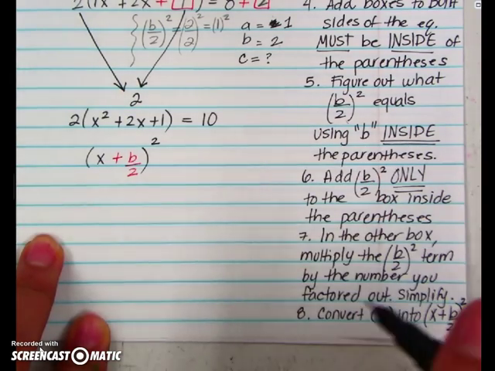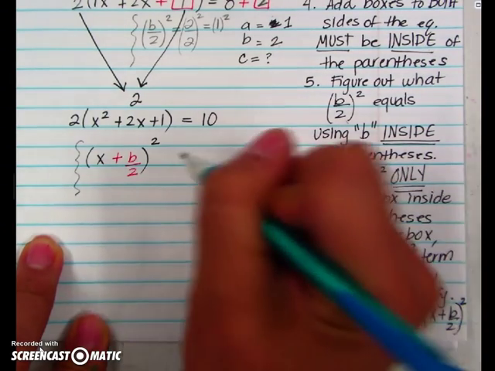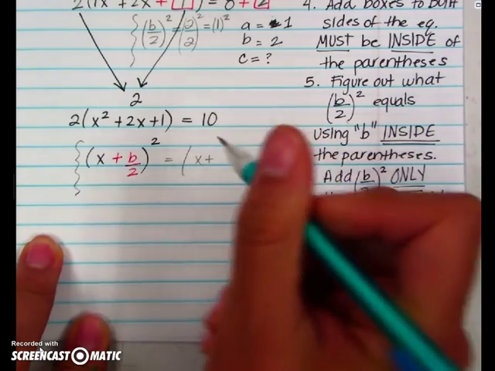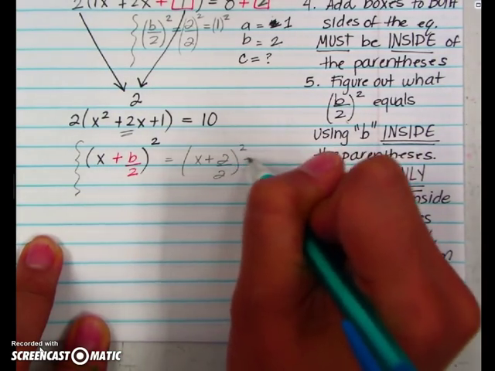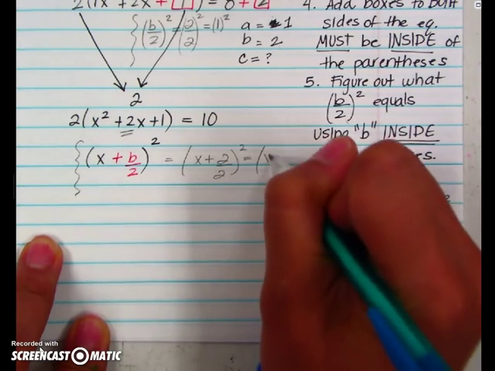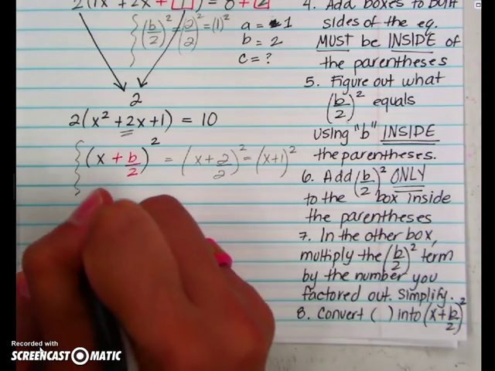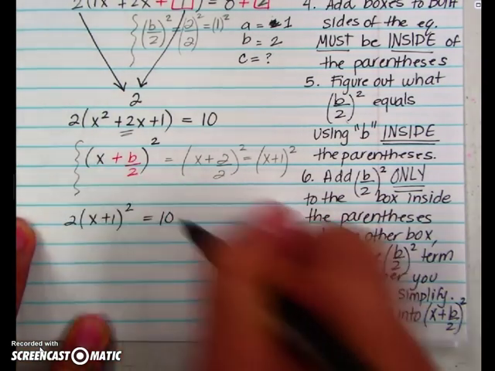Didn't we already do this? This is again kind of like the side stuff. What is b divided by 2? Or what's b? 2. So it's 2 divided by 2 squared. And what is 2 divided by 2? 1. So we really have x plus 1 squared. So you're going to have 2 parentheses x plus 1 squared is equal to 10.